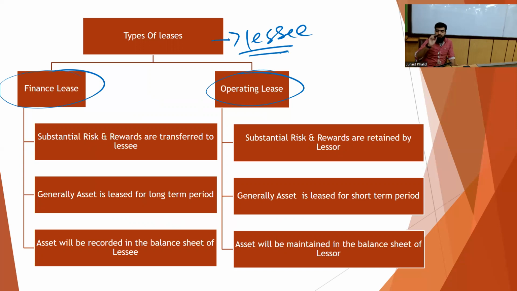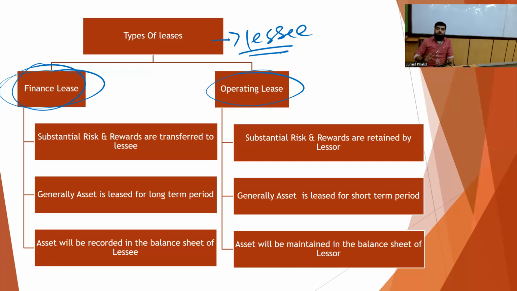IFRS 16 particularly states that for a lessee, all leases must be classified as a finance lease. I repeat my words: as per IFRS 16, it is specifically noted that all leases must be classified as finance lease. As you all know, IFRS 16 was earlier known as IAS 17. The title of IAS 17 was quite the same: leases.